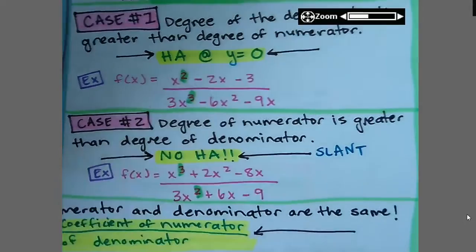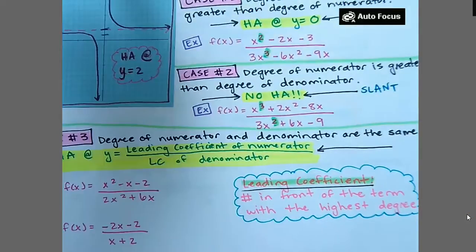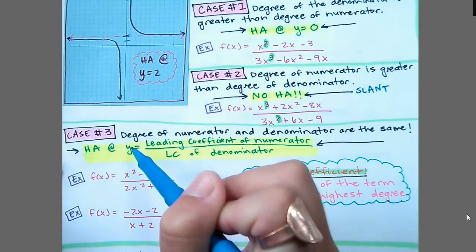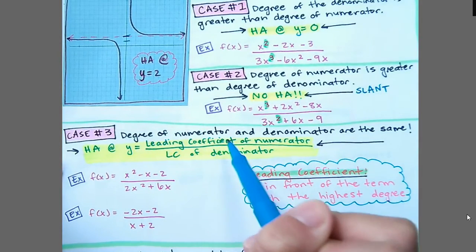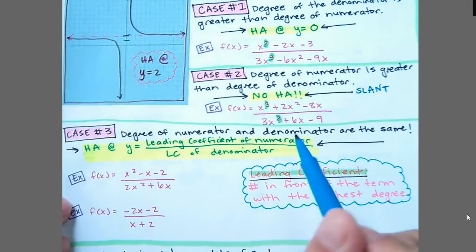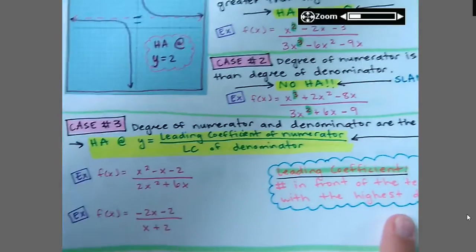The third case is that the degree of the numerator and the denominator are the same. In this case, you have to use this proportion. The horizontal asymptote is the leading coefficient of the numerator divided by the leading coefficient of the denominator. And the leading coefficient is just the number in front of the term with the highest degree. So let me show you what that means.